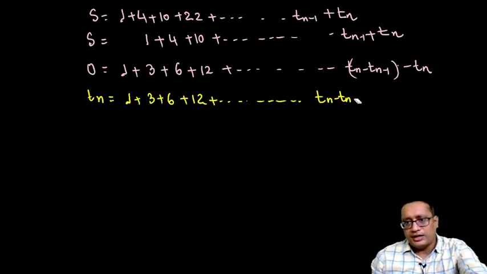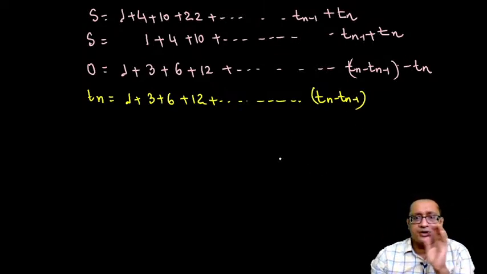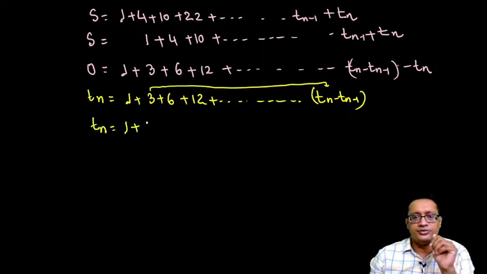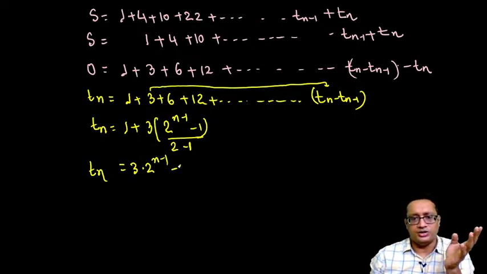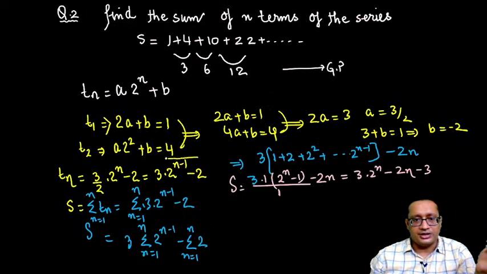Again I will say, what you are finding, from where you are finding the GP: from the second term you are finding the GP, 3, 6, 12 from here. So the number of terms is n or n minus 1, n minus 1. So I am writing Tn is equal to 1 plus 3, common ratio is 2, number of terms n minus 1, upon 2 minus 1. It becomes 3 into 2 to the power n minus 1 minus 3, plus 1. It becomes minus 2. And what are we getting here? The same thing I am getting here.